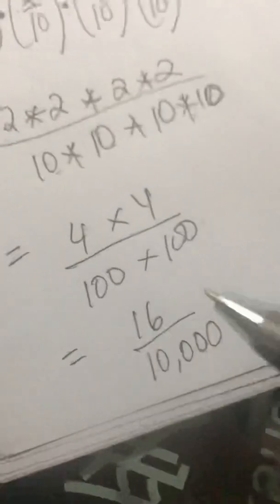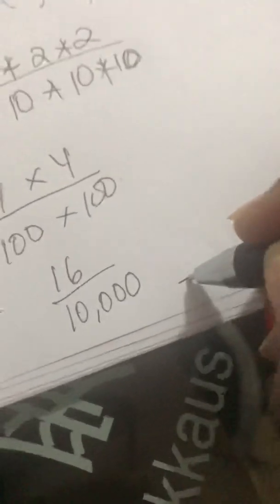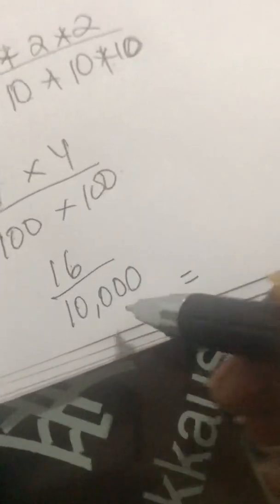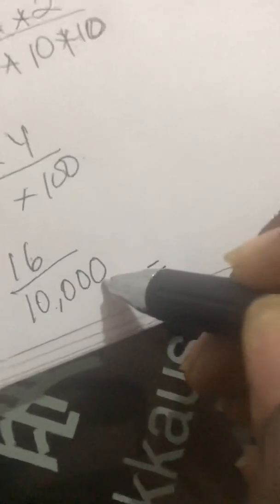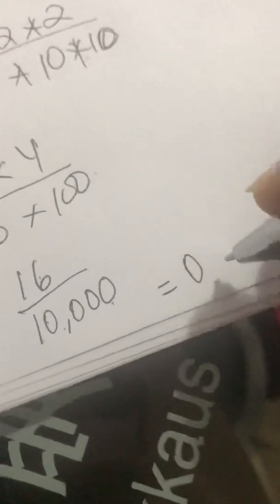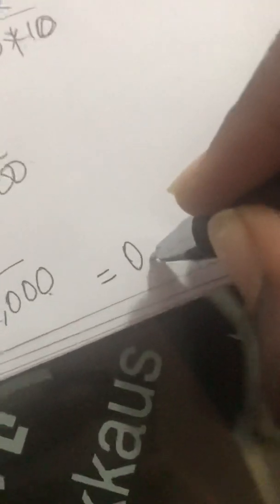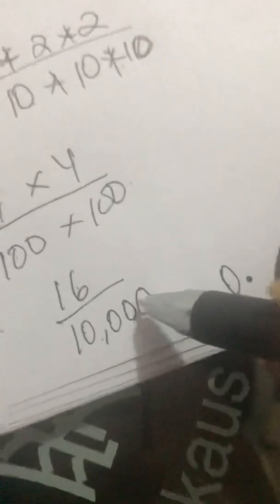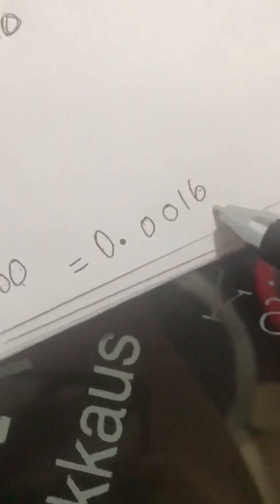Okay. Then I write this as a decimal. This is 16 10,000ths. So I want 0 decimal 16, 1 2 3 4, 2 zeros. Just like that. So that's how I write 16 10,000ths. Tenths, hundredths, thousandths, 10,000ths. And a box.